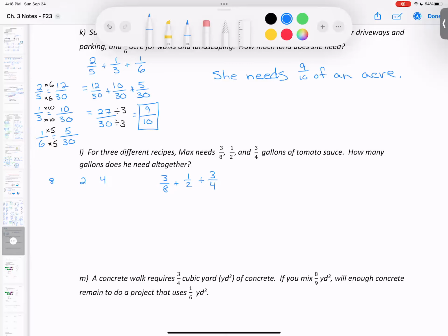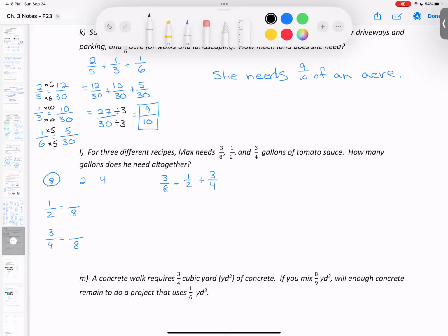And hang on a sec. 8 is a multiple of 2, and 8 is also a multiple of 4. So my least common multiple here is going to be 8. Now I could also do the tree method or the division method, and I'll end up with the same answer there. So 3/8 is easy. That's already over 8. Then we've got 1/2. So let's figure out what it is over 8. And 3/4. So what is it over 8?